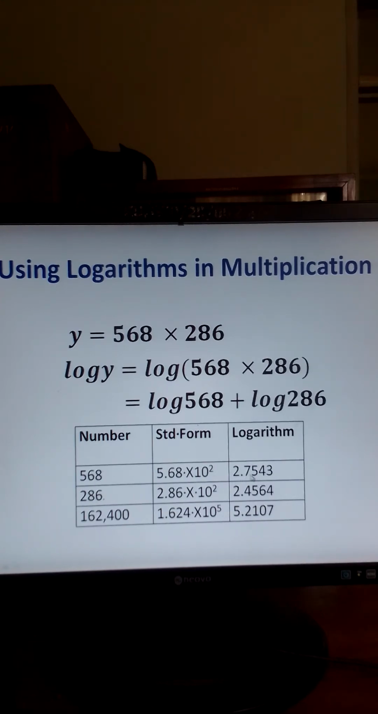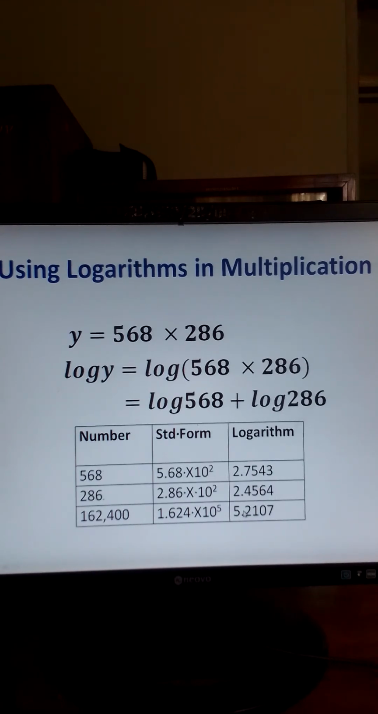Now, because we are multiplying the two numbers, we add their logarithms. 3 plus 4 is 7. 4 plus 6 is 10. Write 0, carry 1. 5 plus 5 is 10, plus 1, 11. Write 1, carry 1. 7 plus 4 is 11, plus 1 is 12. You write 2, carry 1. 2 plus 2 is 4, plus 1 is 5. So this is the value we have obtained by adding these logarithms.